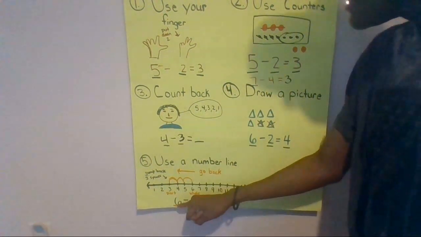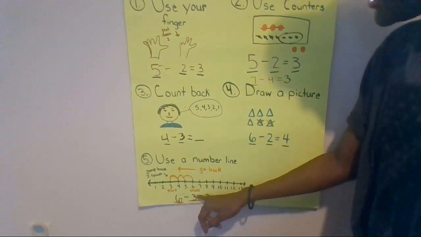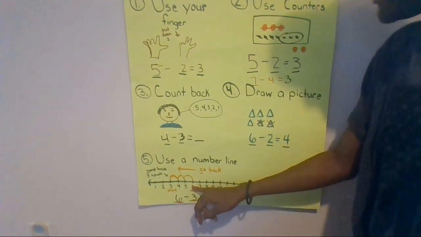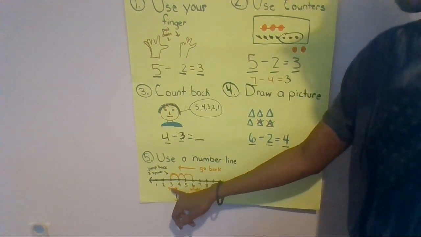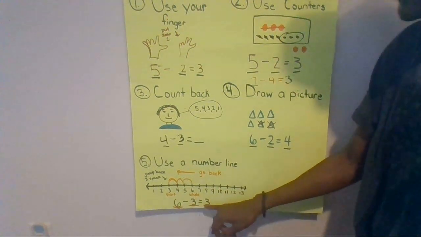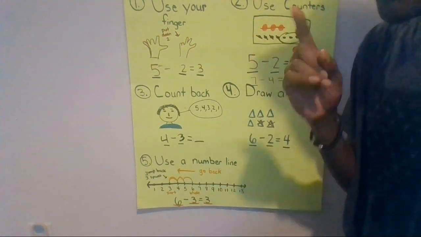So let's take 6 take away 3, all right? So 6, and that 3 tells me how many times I'm going to jump, all right? So let's go. 6, 1, 2, 3. And my answer is what, guys? 3. 6 take away 3 equals 3. So guys, remember, that's very important, that number line.